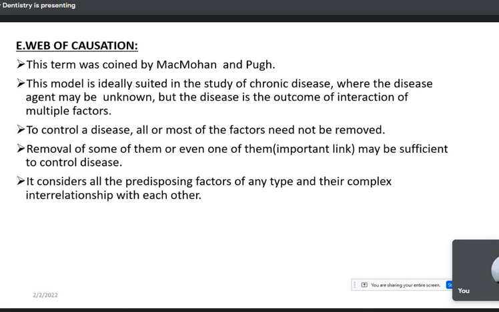Just like the web of a spider. If you see the web of a spider, and you happen to cut one or two of the links, then the link immediately following that also becomes weak, right? So it's the same thing. Removal of some of the factors may be sufficient to control the disease as a whole.